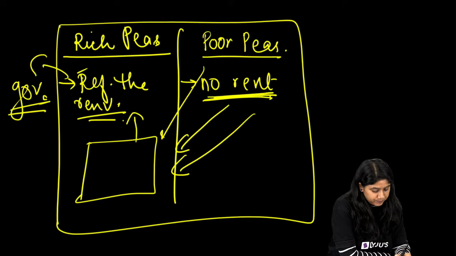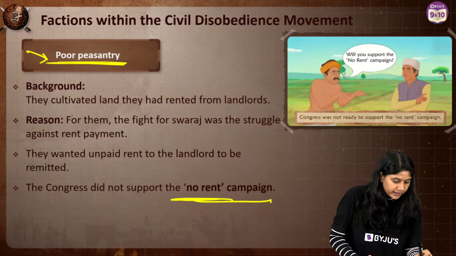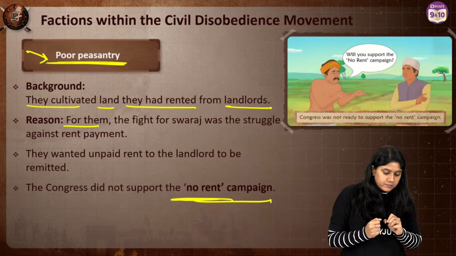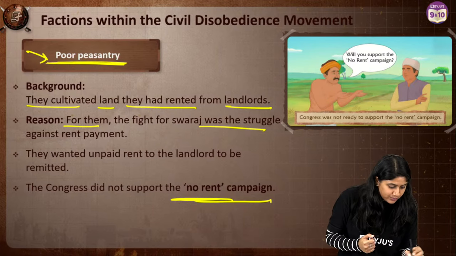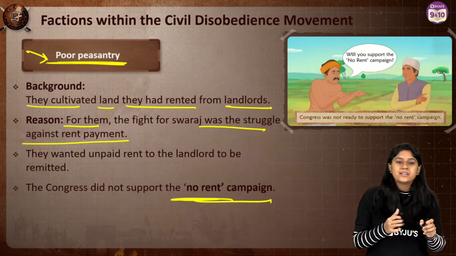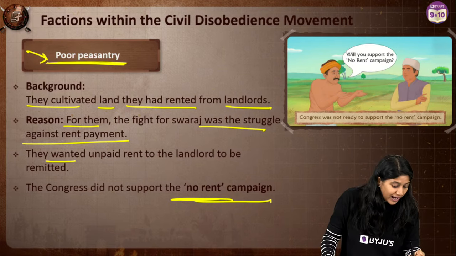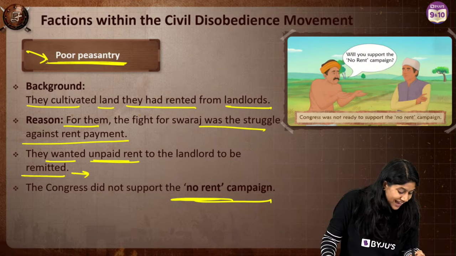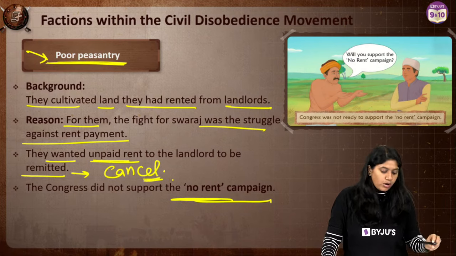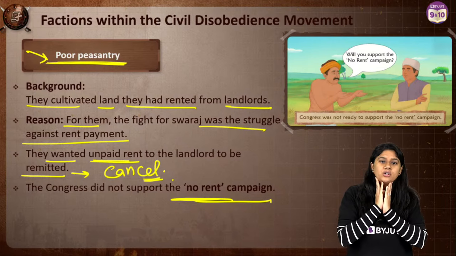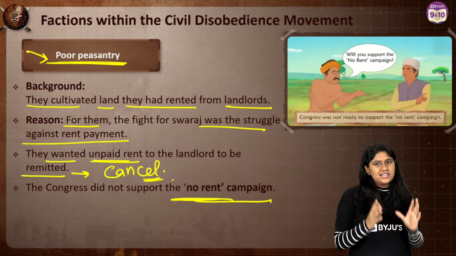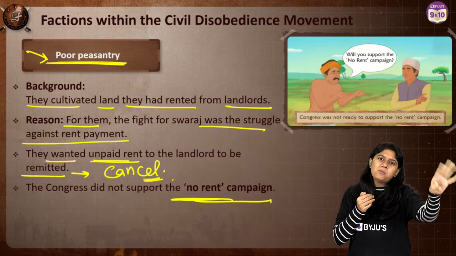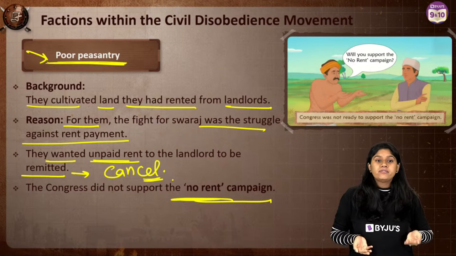Awesome. Okay. So again, they cultivated land that they had to rent from the landlords. They were fighting for Swaraj, to stop the struggle over rent payment. They don't want to pay the rent. They wanted the unpaid rent of the landlords to be remitted. What is the meaning of remitted? Over here, cancelled. They wanted the Congress, the people leading the cause, to tell the landlords that these people will not be able to give the rent, so it's cancelled out. Please forget that this happened in history. Forgive them because they cannot give you the money.